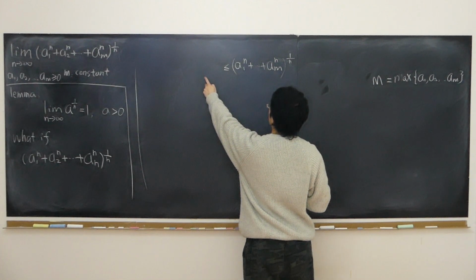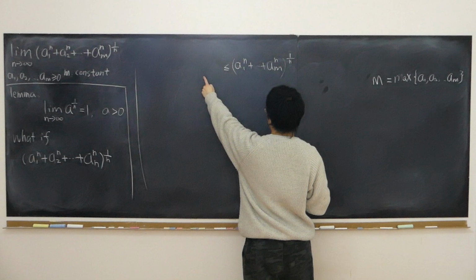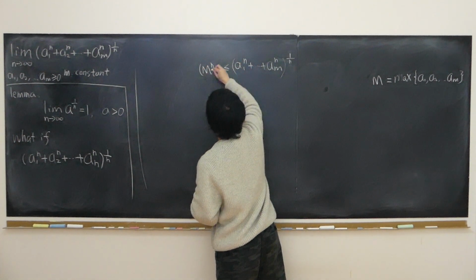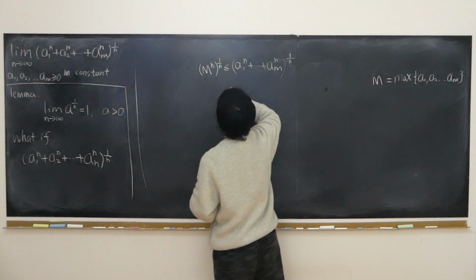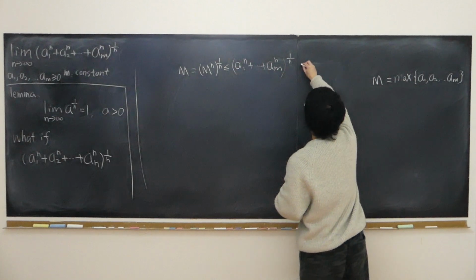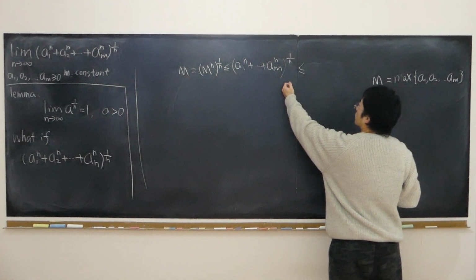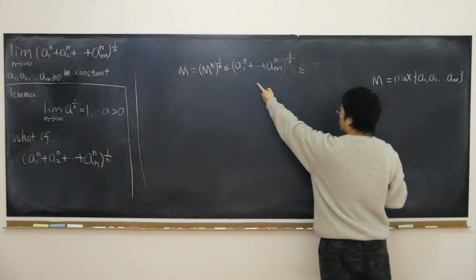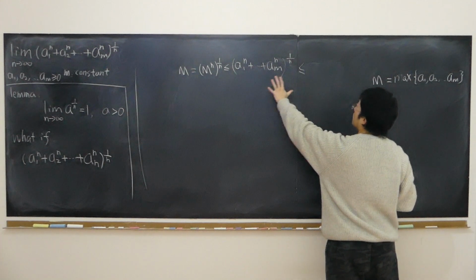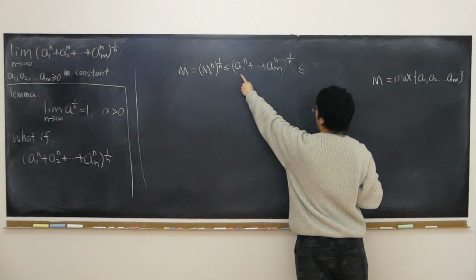So after we get rid of all the other terms except for the largest term, we have capital M to the power of n, to the power of 1 over n, that is capital M on this side. On the other side, we want to enlarge the expression a little bit. We want to replace every term by the largest term. That way we can make it larger, right?